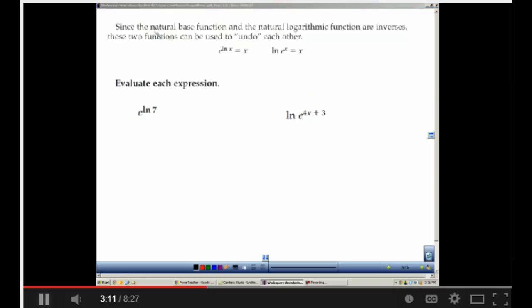Now, because the natural base and the natural logarithmic function are inverses, they undo each other, like squares and square roots and other things that we've seen. So if you have e to the ln power, those will wipe off and give you x equals x. And if you have ln of e, those will wipe off giving you x equals x. So if I go over here and I want to evaluate e to the ln of 7, that's just going to give me a 7. And ln of e to the 4x plus 3 is just going to give me 4x plus 3. It's that easy. They wipe each other out, and they can be used then to simplify expressions.